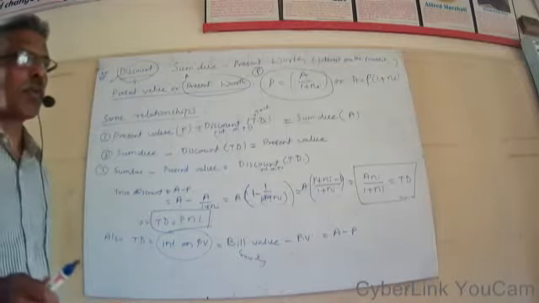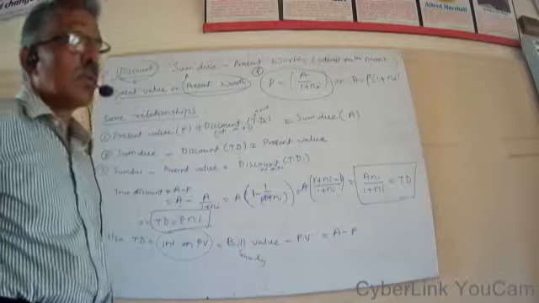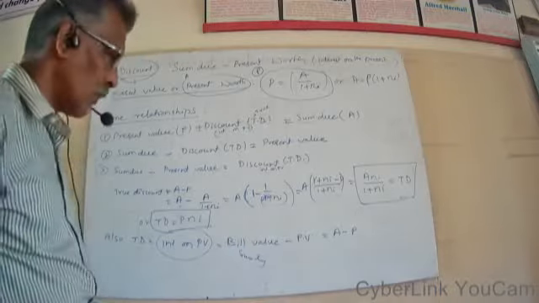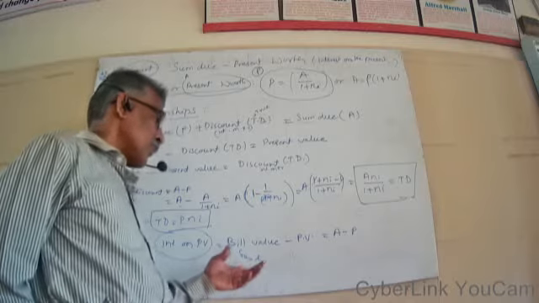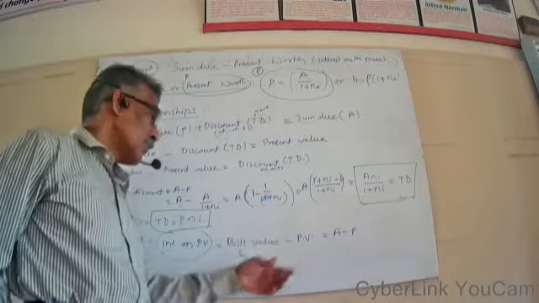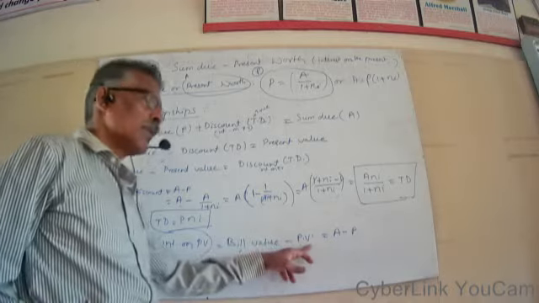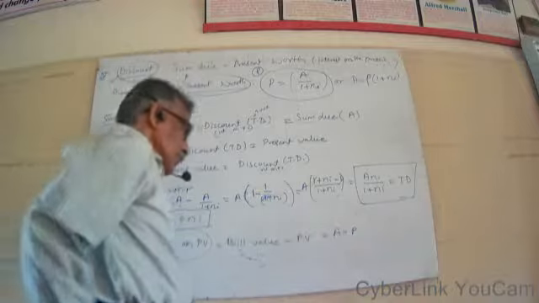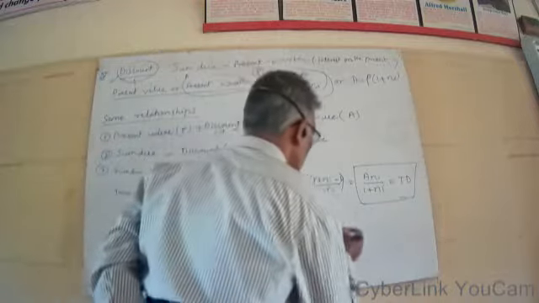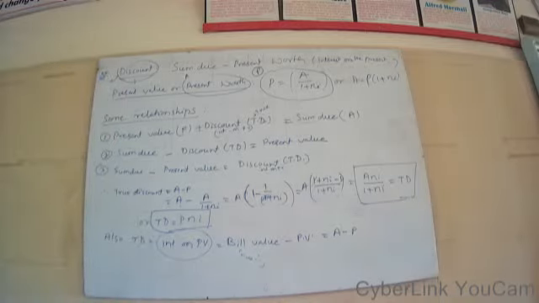Interest added, present value, what is the principal amount? Earlier it was principal amount, now it is called present value. Present value minus bill value is A minus PV, meaning present value. Present value equal to A minus P. Present value means principal amount. This equal to true discount. Now take up an example.